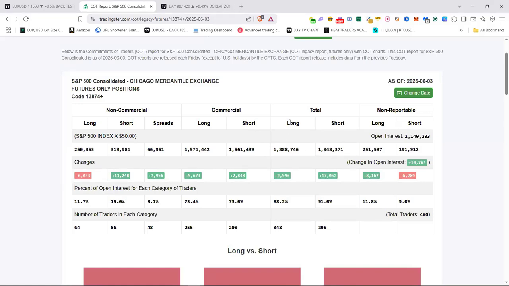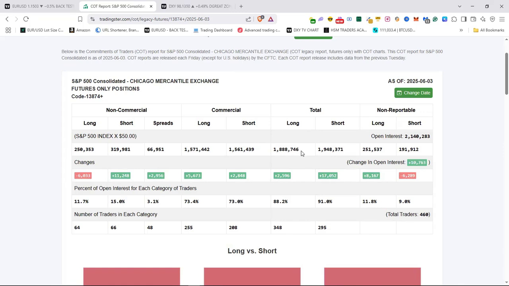But then we can see the total long. We're looking at the total because that makes up the whole figure. Total long is 1,888,746, and then compared to the short, which is 1,948,000, we can see that looking at the whole total of everything, we have more short than long.